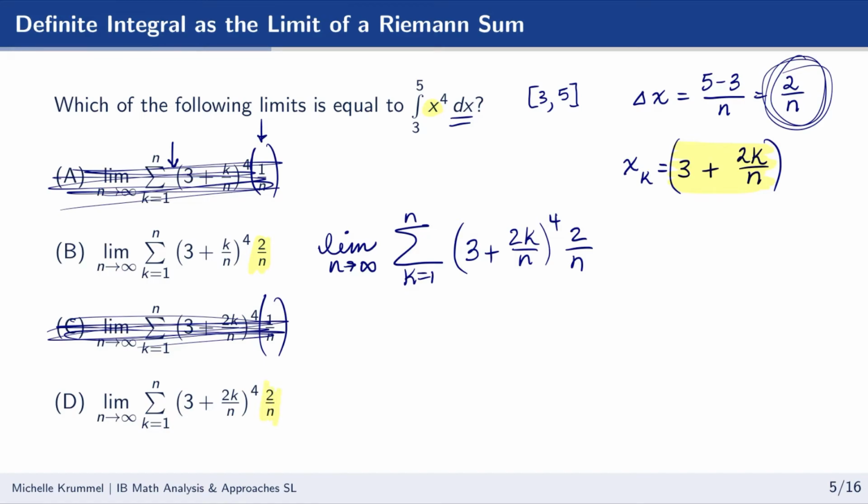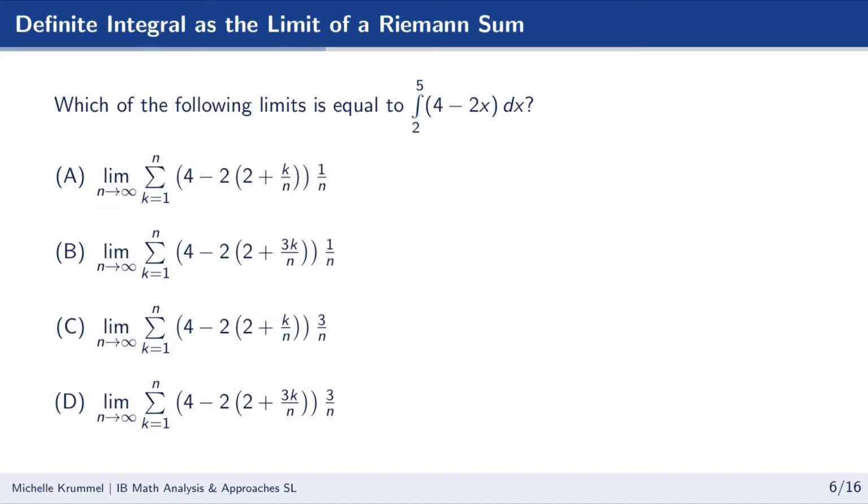Now we have to look at, the only difference is the x value, how they're defining that x value. And if our delta x is 2 over n, then we need k times 2 over n. K times 2 over n, like we have right here. So it's got to be d.